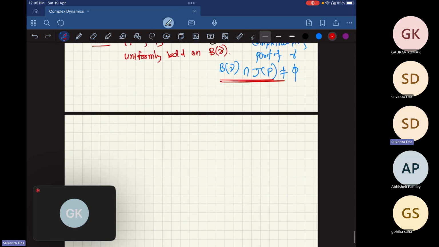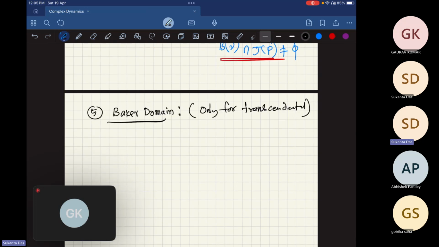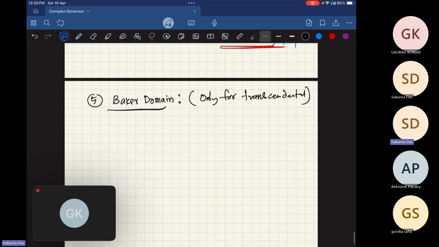And the last thing I will say is the Baker domain. Baker domains do not exist for rational maps; this is only for transcendental functions. I'll just quickly say the definition and I'll stop. Obviously this is not so trivial.